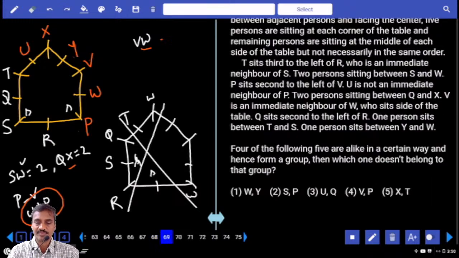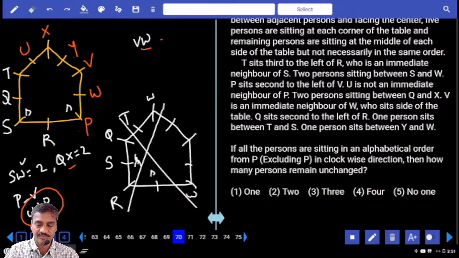The next one, 69, four out of the following, means odd one out. Between W and Y, there is exactly one person, and between S and P, there is exactly one. U and Q, there is exactly one. V and P, there is exactly one. X and T, there is exactly one. Then here in this one, W is second to the left of Y, and S is second to the left of P. U is second to the left of Q, and V is second to the right of P. And so what is your answer here? Choice 4. Except choice 4. And in the remaining, the first person is seated second to the left of the second person, choice 4.